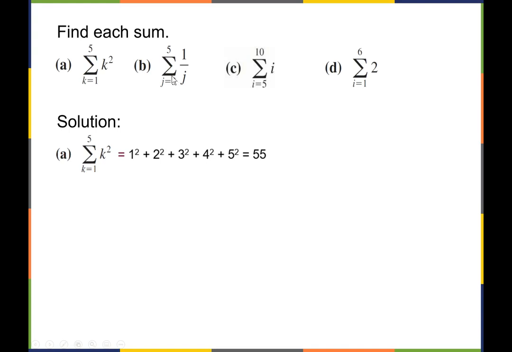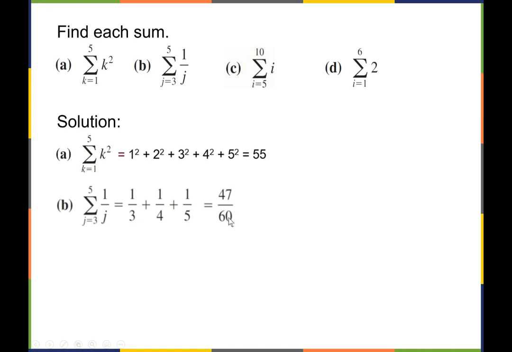Let's look at the next one. This one starts at a different value and it has a different index. It doesn't have k this time. That's okay. You can actually use any index you want. So this one goes from j equals 3 to 5. Our first value is 3 and our last value is 5. So that's 1 third plus 1 fourth plus 1 fifth. Get some common denominators, add some things up, maybe use a scientific calculator.